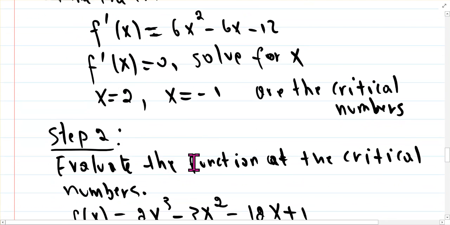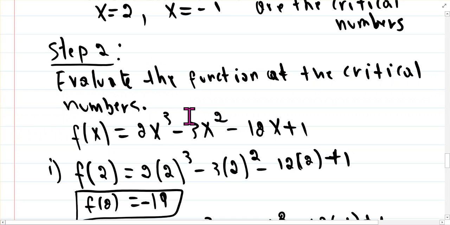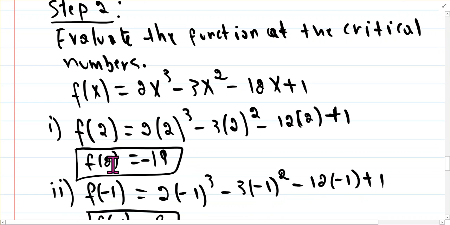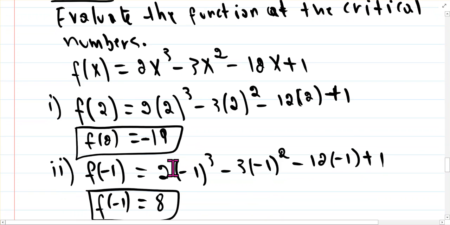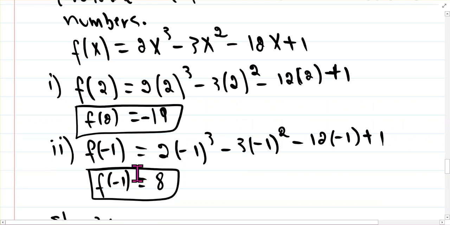Step 2 says to evaluate the function at those two critical numbers. So you find f of 2. You plug 2 for x into the function, and you get f of 2 is negative 19. The other critical number is negative 1, so you plug in negative 1 for x into the function, and you get f of negative 1 equals 8.